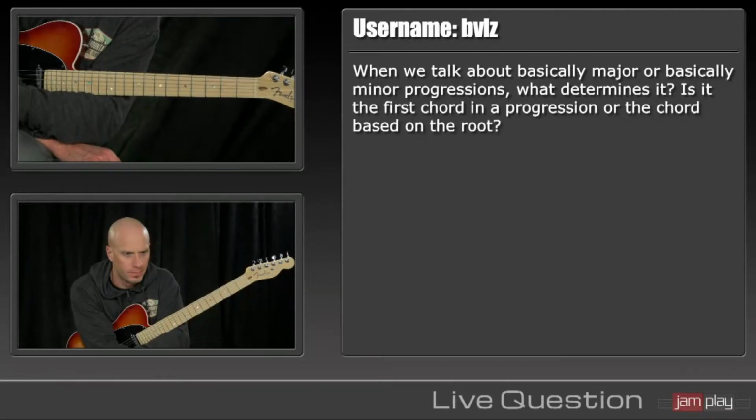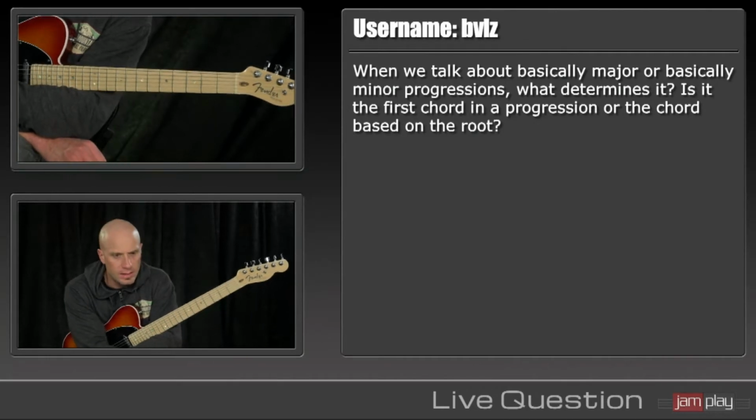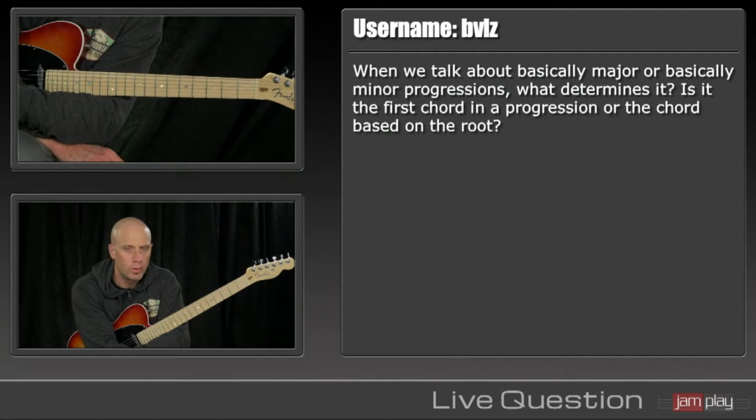Any questions or any chord progressions before we move on to Dorian? Got a question here from BVLZ. When we talk about basically major or basically minor progressions, what determines it? Is it the first chord in a progression or the chord based on the root? It is the chord that we're calling the one. If the chord that we're calling the one is minor, then we're calling it a basically minor chord progression. That's how we're delineating it.